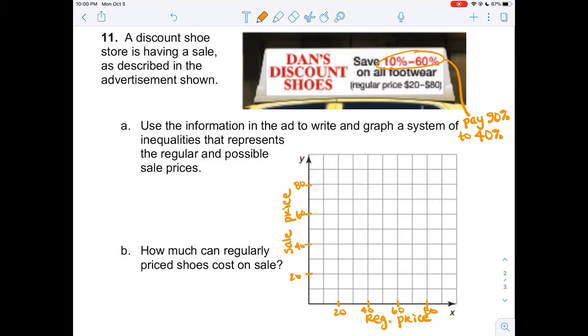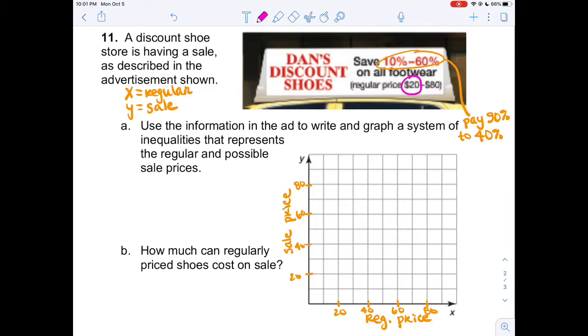Since I know that my regular prices range from $20 to $80, I've gone ahead and set up my graph so that I can get everything from $0 to $80 in, and then my sale prices along the y-axis, I'll use the same scale there. X-axis is our regular price, and our y-axis is our sale price. So we know that the smallest price that we would pay for a regular price is $20. That's told to us right here in the ad.